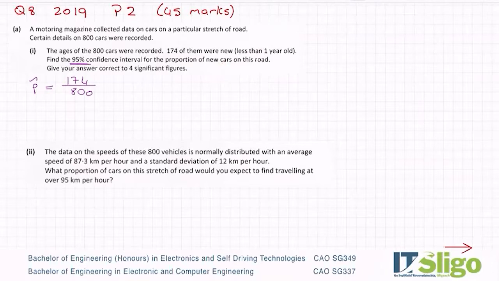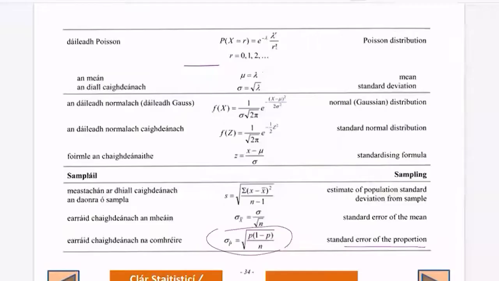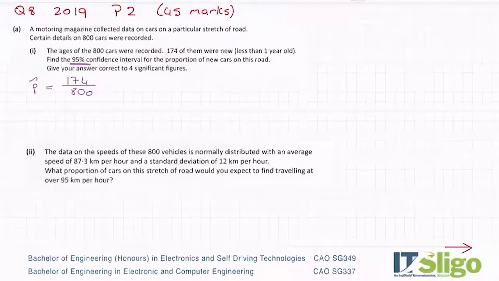Now you're wondering, did you just get lucky that you had so many new cars in this group of 800? Did you perhaps get unlucky, and if you selected another 800 cars on that road the following day, would you have many more new cars? Because you're not sure, because it was just a sample that you took, you need to create a confidence interval, or add and subtract a standard error from your proportion. So it's that formula there.